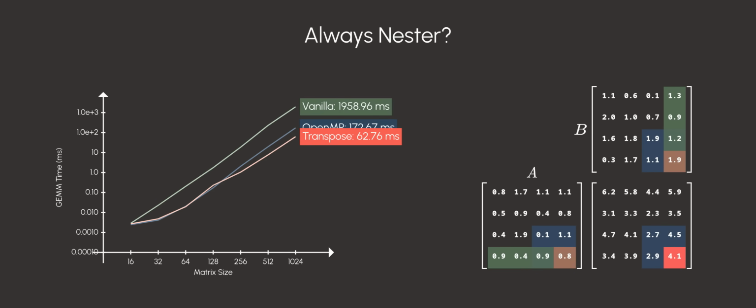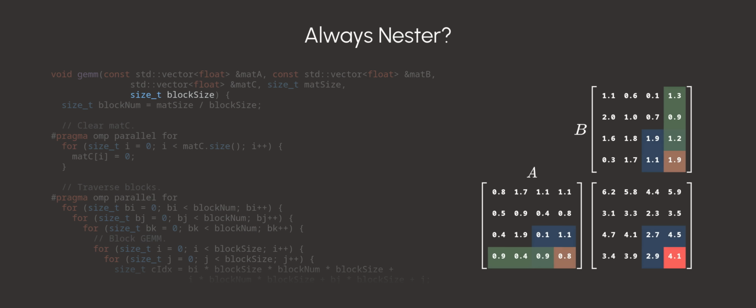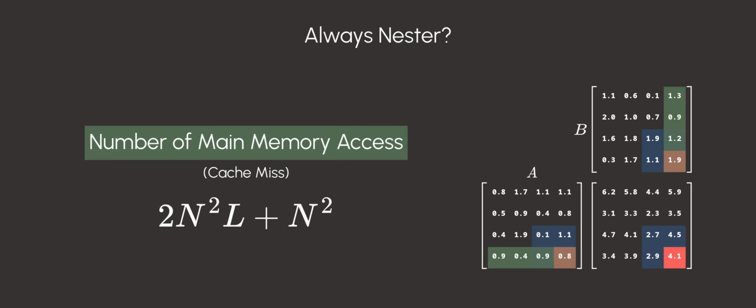Sadly, using blocked GEMM can be a little bit more challenging than the transposed GEMM, since you need to decide what block size to use. Remember, the actual number of memory accesses is the product of the total size of the two matrices, 2n squared, and the number of memory accesses for each entry, L. Choosing a small block size will result in a large block number L. Therefore, the total number of memory accesses, 2n squared L, can approach the worst case memory access time, 2n cubed.